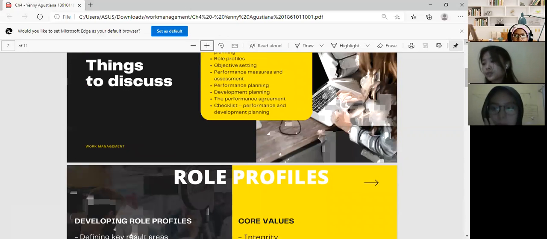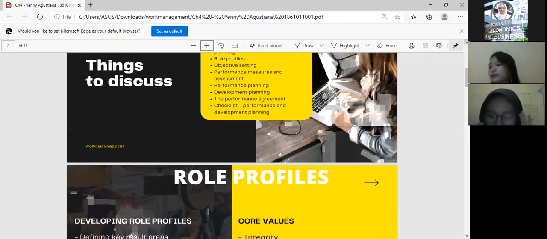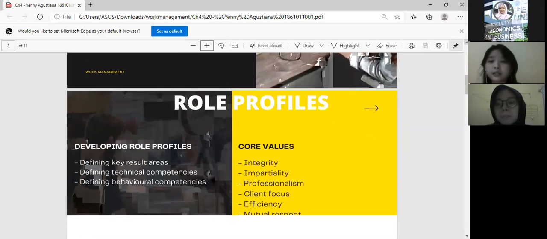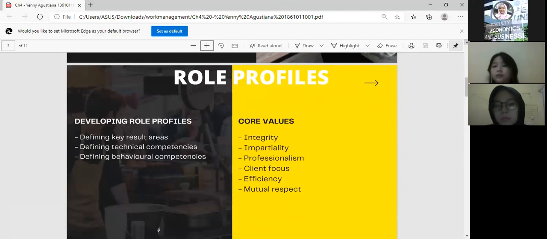Okay, but before that, performance and development planning is carried out jointly by the manager and the individual. This discussion should lead to an agreement on what needs to be done by both parties. The starting point for the performance and development plan is provided by the role profile. This is the first step. The role profile is divided into two aspects. The first is how to develop the role profile. In the role profile we also have the core values.